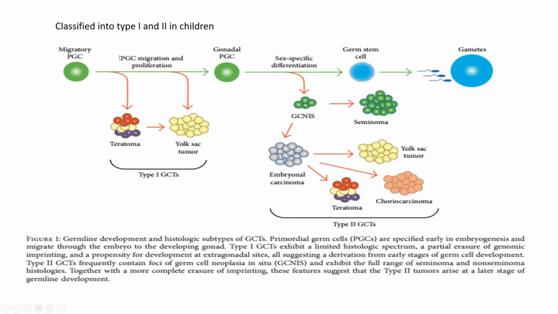Type 1 tumors, teratoma and yolk sac tumor, are more common in children less than 4 years of age, and other tumors like embryonal carcinoma, seminoma or dysgerminoma, choriocarcinoma, and sometimes teratoma are classified as type 2 germ cell tumors, more common in age more than 4 years.